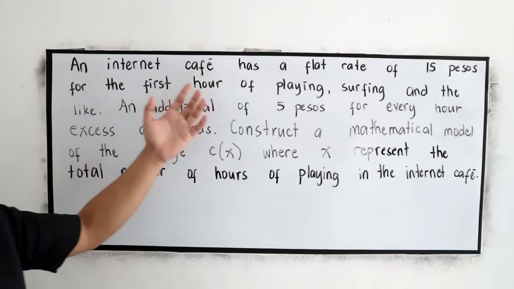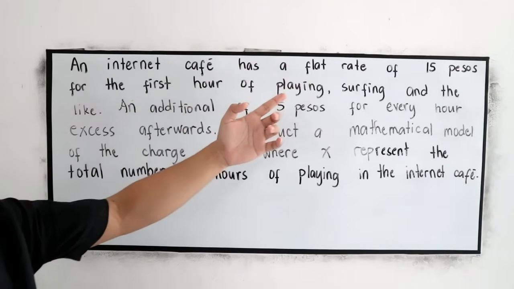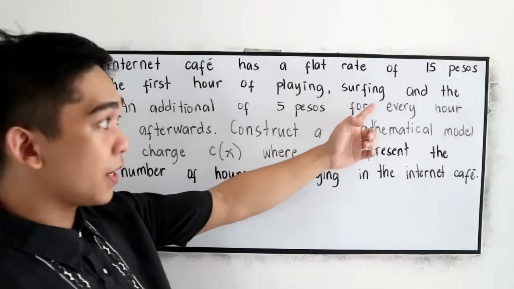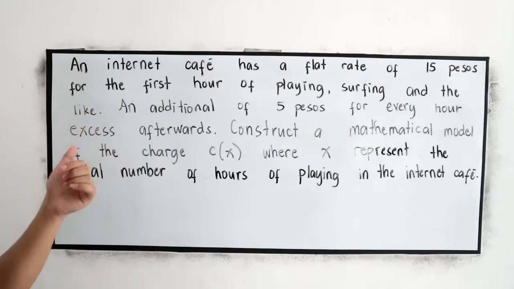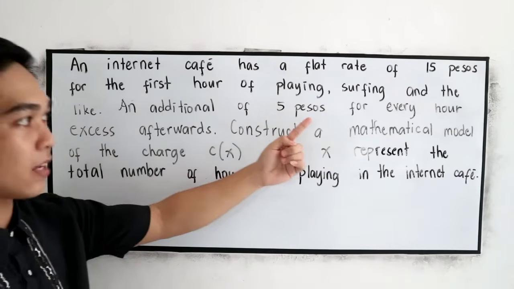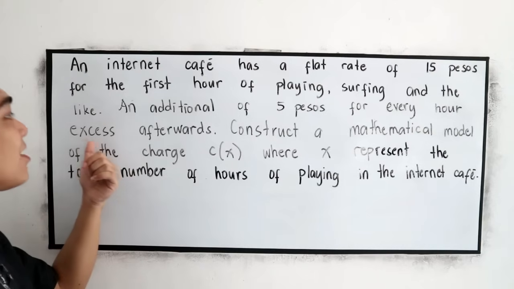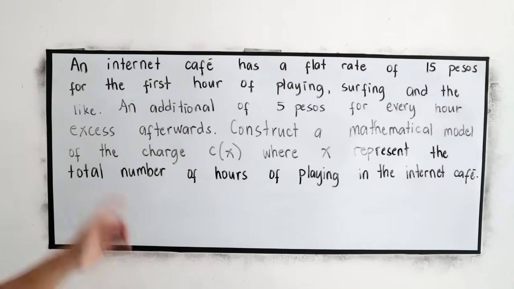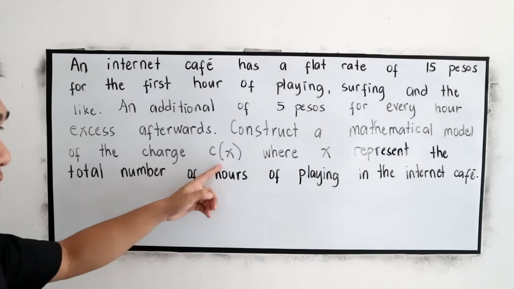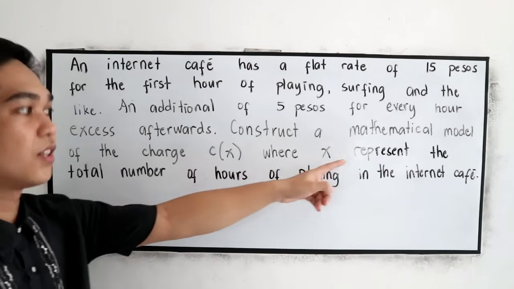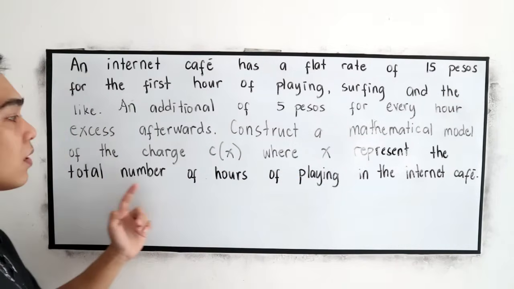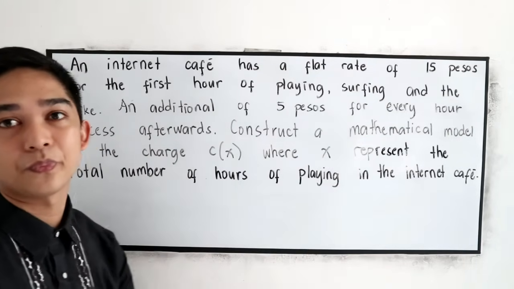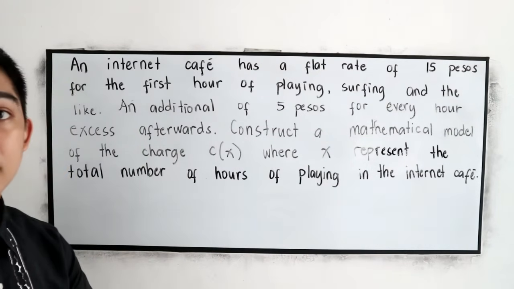An internet cafe has a flat rate of 15 pesos for the first hour of playing, surfing, and the like. An additional 5 pesos for every hour excess afterwards. Construct a mathematical model of the charge C of x, where x represents the total number of hours of playing in the internet cafe. So, Tagalogin natin.